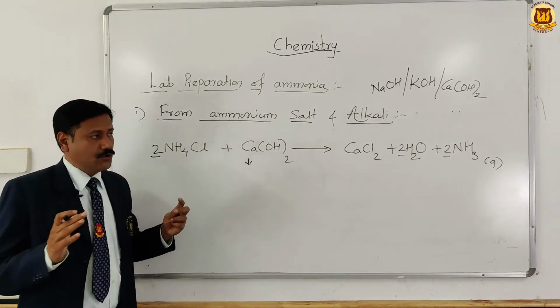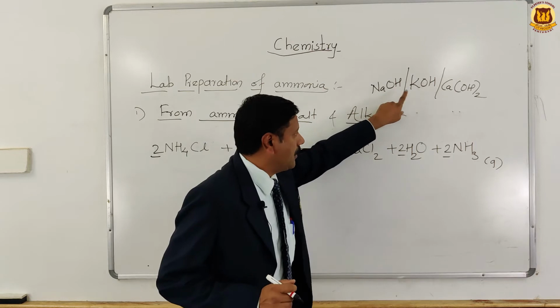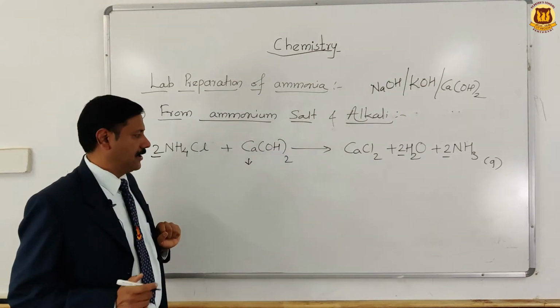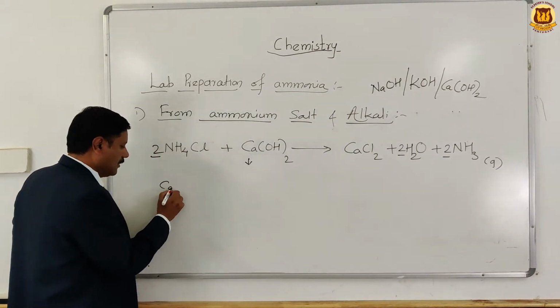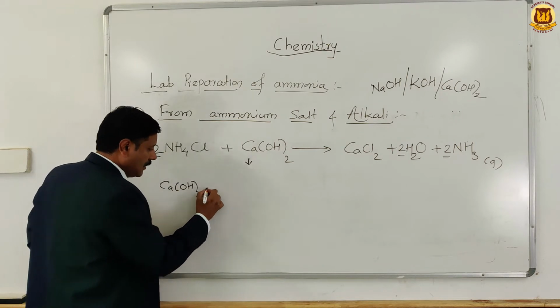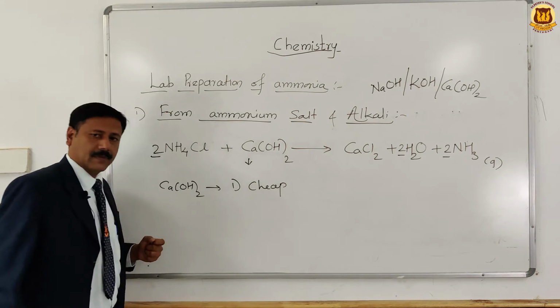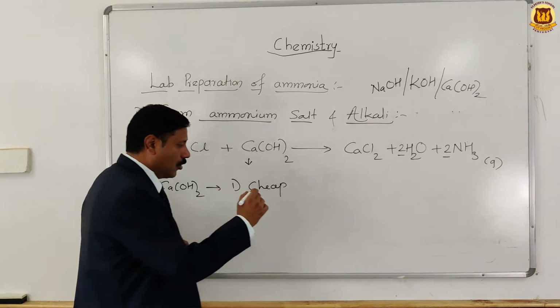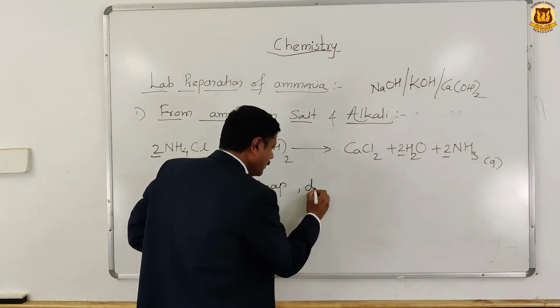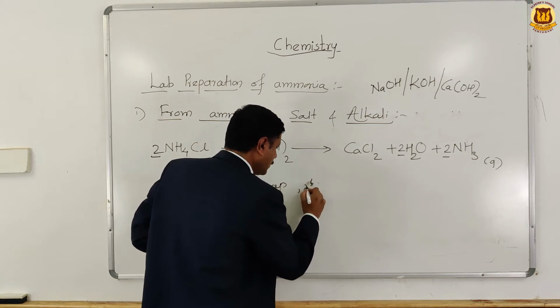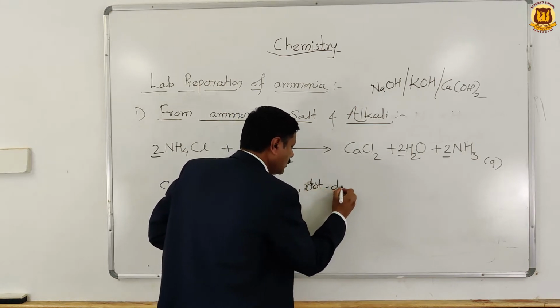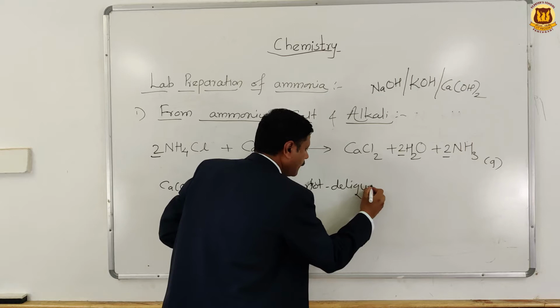Why is this alkali used? Why not sodium hydroxide or potassium hydroxide? Now calcium hydroxide, this alkali is preferred because it is cheap, and one more reason, it is not deliquescent.